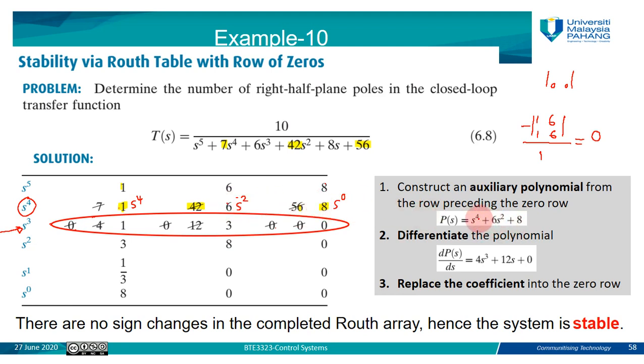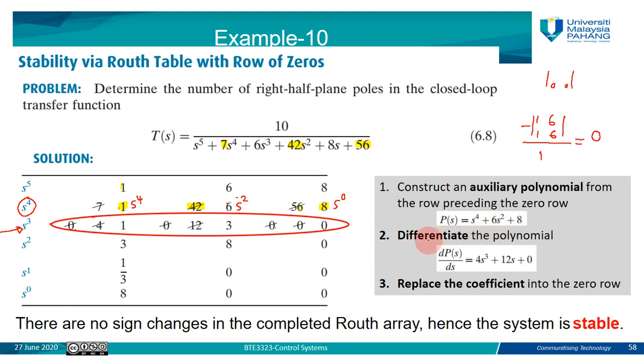I put here s^4, s squared because we said this row is for the even degree, the even order of s, and this one is the odd, correct? So if I want to write the equation for the first line, it will be s^5 plus 6s cubic plus 8s. The equation for this line is s^4 plus 6s squared plus 8. Okay, so now this is the equation.